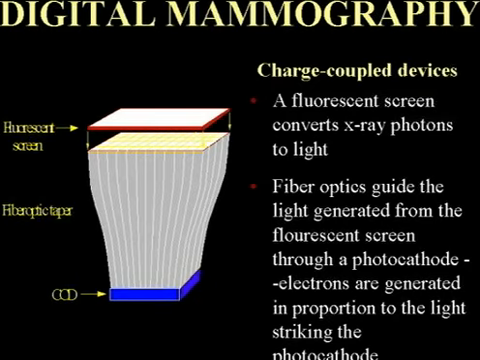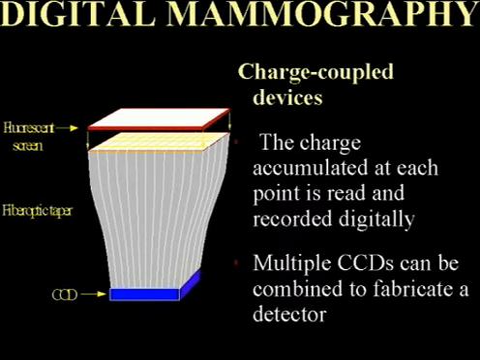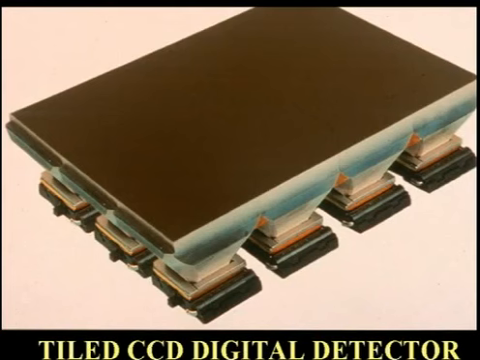This is exactly how your digital camera works. Then the charged couple device will read out the electronic information, and that will be proportionate to the number of photons that struck at any one point. Now, because these charged couple devices are all made individually, they can be tiled to form a detector of any size that you are interested in. And this is the original tiled CCD digital detector.